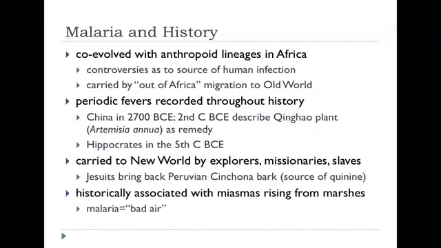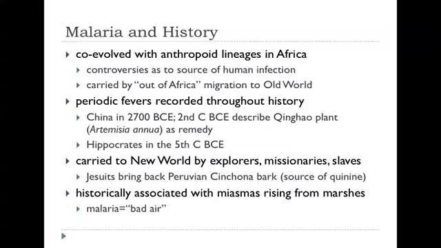So where does malaria come from? Well, it appears that it is indeed an ancient enemy of ours, co-evolved with anthropoid ape lineages in Africa. Now, there are some controversies as to the source of human infection, and I'll say more about that in a moment. But once these malarias, particularly falciparum malarias, established in humans, it seems to be carried out of Africa during the out of Africa migration. So everywhere out of Africa was peopled by people from Africa relatively recently, about 60 or 70,000 years ago.